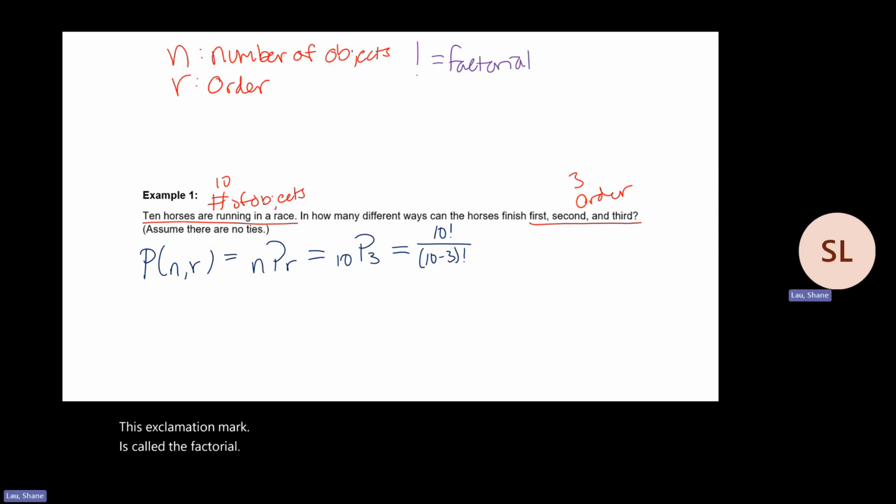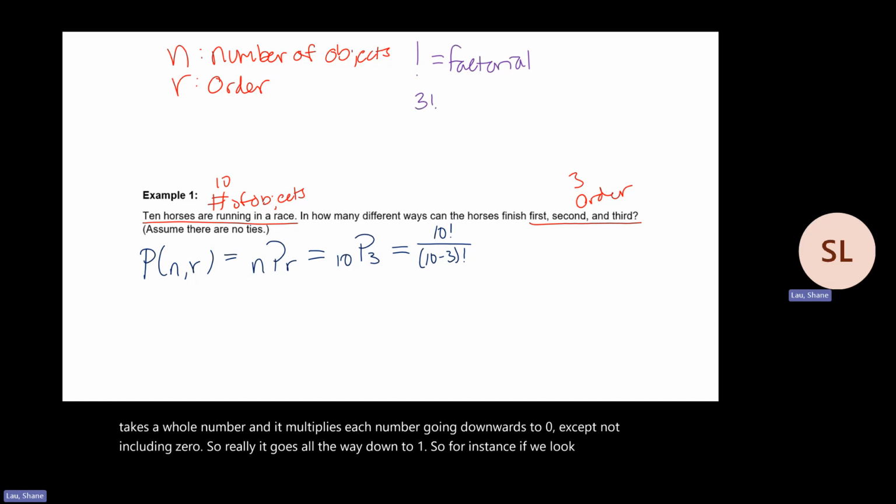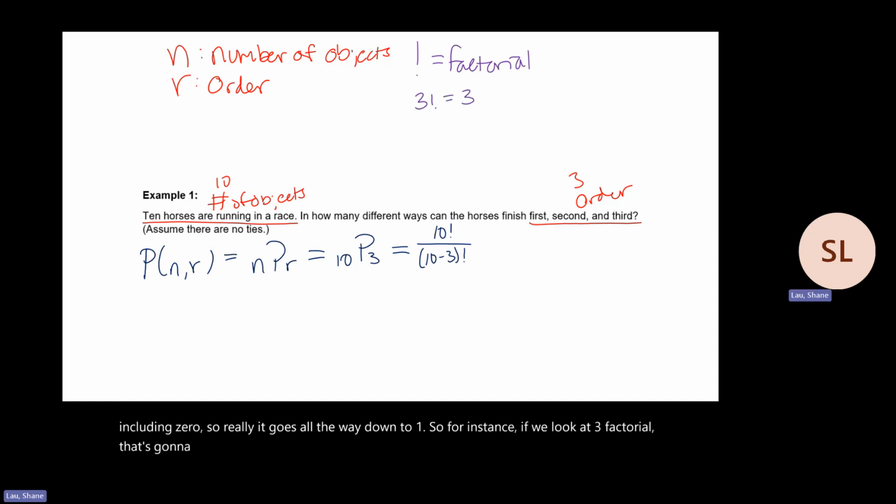In the factorial, what it does is take a whole number, so 10, 3, 17, and so forth. It takes a whole number and multiplies each number going downwards to 0, except not including 0. So really it goes all the way down to 1. For instance, if we looked at 3 factorial, that's going to be 3 times 2 times 1, and it stops right there. This is going to equal 6.